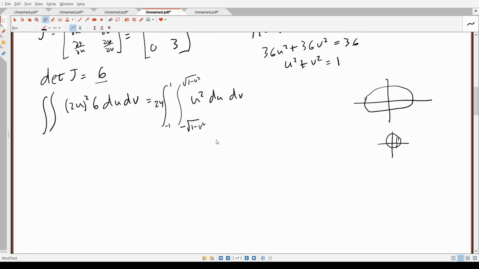So let me convert this now to polar coordinates, and we'll see that it becomes a lot nicer. Here we know that r goes from 0 to 1, and then we're going all the way around. So that's easy. This goes from 0 to 1 with respect to r, and from 0 to 2 pi with respect to theta. So we have 24. We're going to have u equals r cosine theta, and v equals r sine theta. So we have r squared cosine squared theta times r dr d theta. This r was our Jacobian of the transformation.